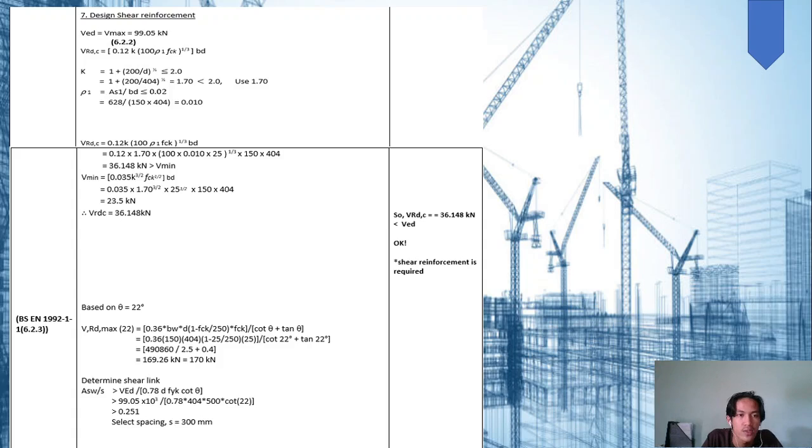It is more than V min. So VRDC is 36.148 kilonewton. So VRDC is less than VED. It is okay. So the shear reinforcement is required.